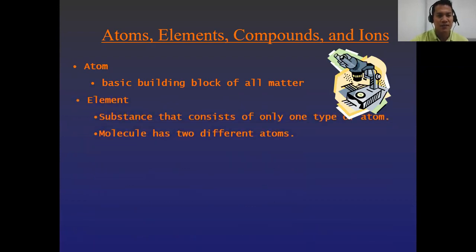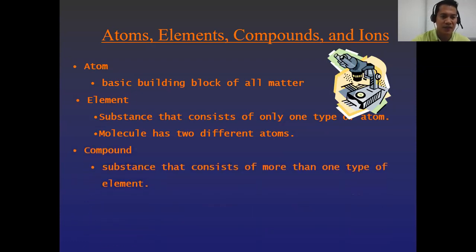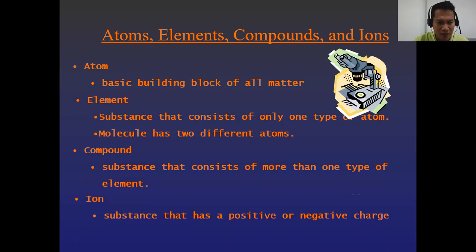What is an element? A substance that consists of only one type of atom. A molecule has two different atoms. Okay, that's an element. Or if you are using your periodic table, everything in there tells you about elements. Okay, what is a compound? A substance that consists of more than one type of element. When you put them together, it forms a compound. Okay, as simple as that. How about an ion? Ions are substances that have a positive or negative charge.